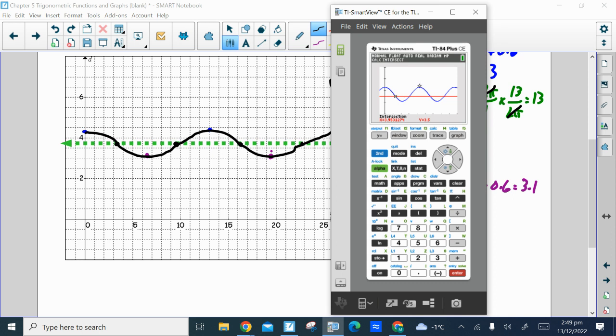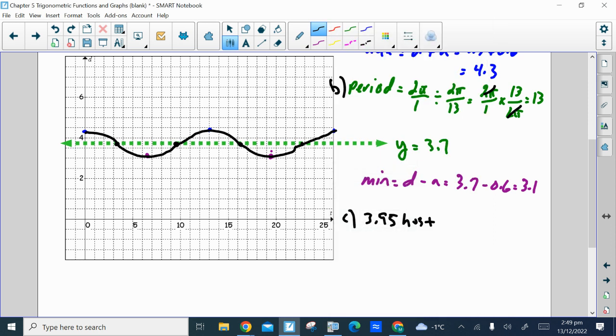So between this time and 13 hours, we got to find our second point of intersection. Second function trace, number 5 for intersect, enter. I'll put my guess at 8 hours, and it's actually at 9.05 hours. So between 9.05 and 13 hours. Which again is 3.95.